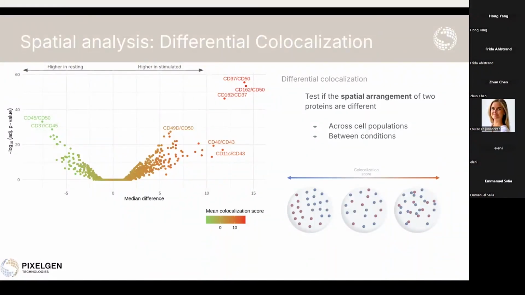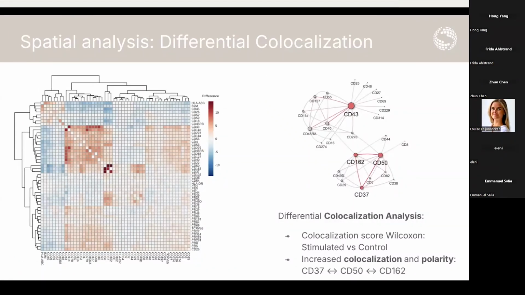So then, after having looked at the polarization, we can move on and look at different pairs of proteins and how they are co-localizing. And comparing the resting and the stimulated samples, we readily spot the difference as well. So in addition to being polarized, these three markers, CD37, CD50, and CD162, also co-localize to one another, meaning that they form clusters, but in these clusters, these proteins are also in very close proximity.